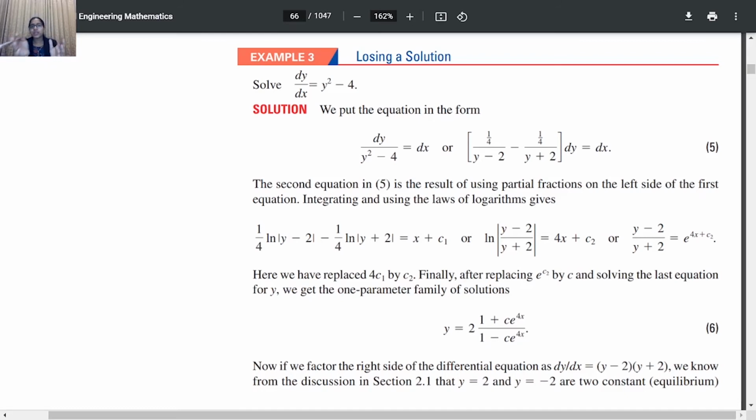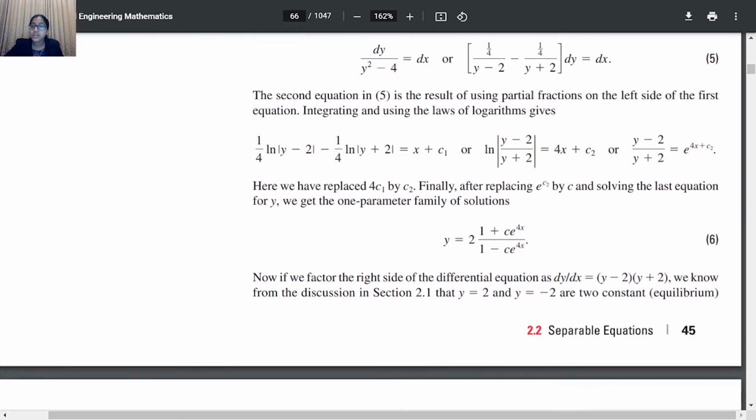So that is why they have given the heading of this example as losing a solution. That y is equal to minus 2 is a solution of this differential equation, but it cannot be obtained using this family. This family depends upon c. By varying values of c, we get different values of y in terms of x. So y is equal to minus 2 is a solution which stays away from this family.